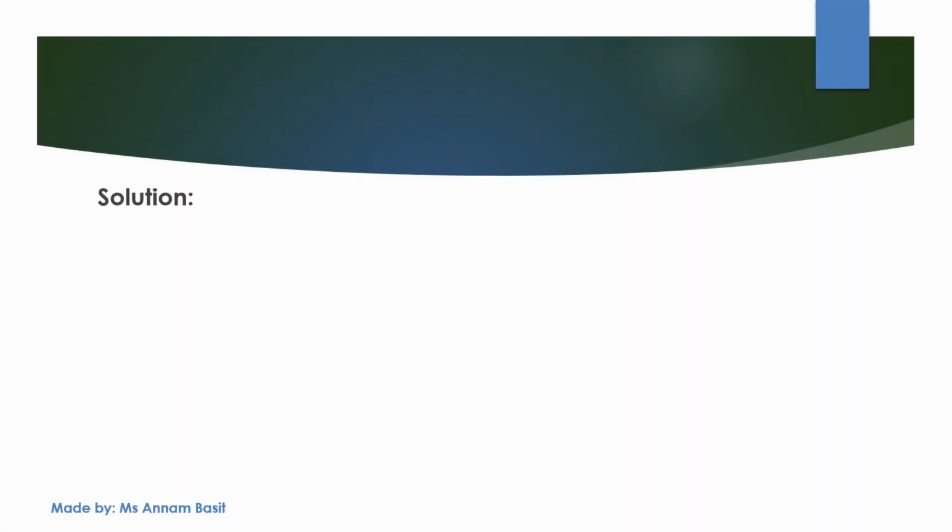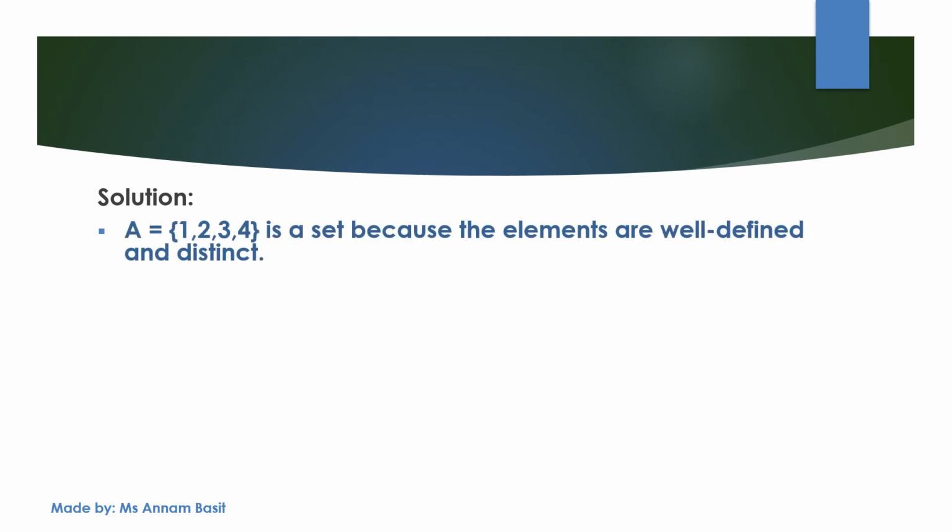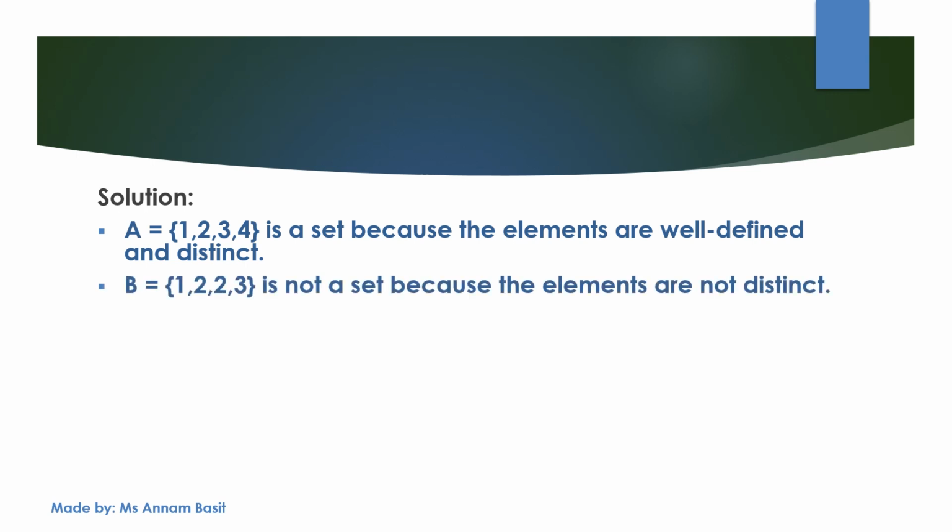So now let's look at the answer of the first set, which is A is equal to {1, 2, 3, 4}. Now this is a set because the elements are well defined and they are distinct. They are well defined, it is clearly mentioned what the elements are, and they are distinct. They are not repeating themselves. So that's why A is a set.